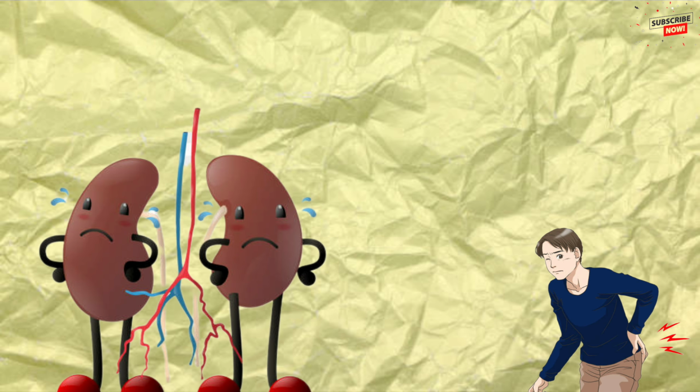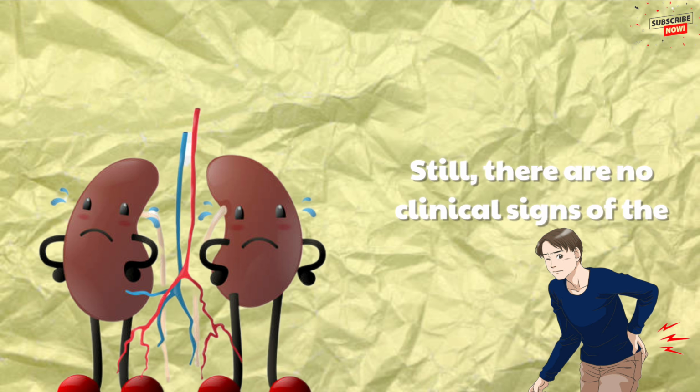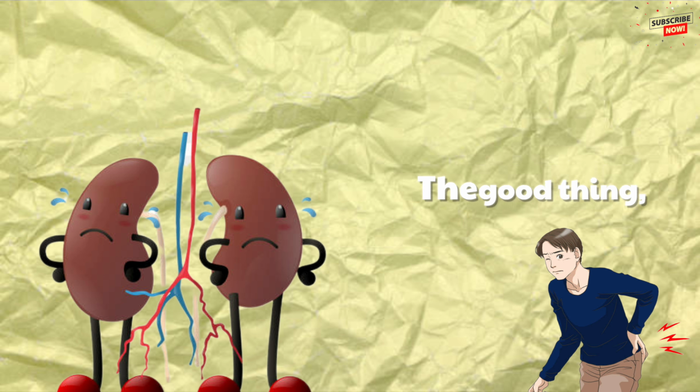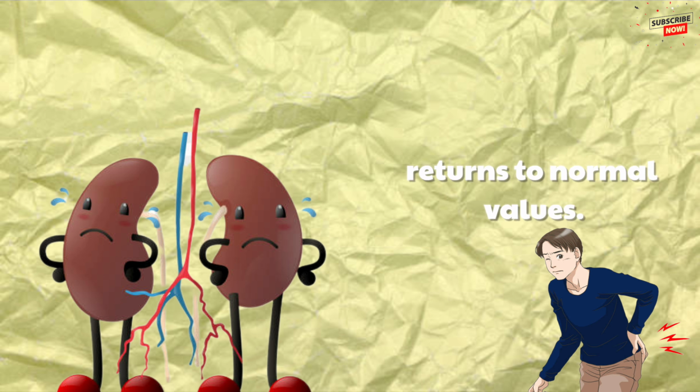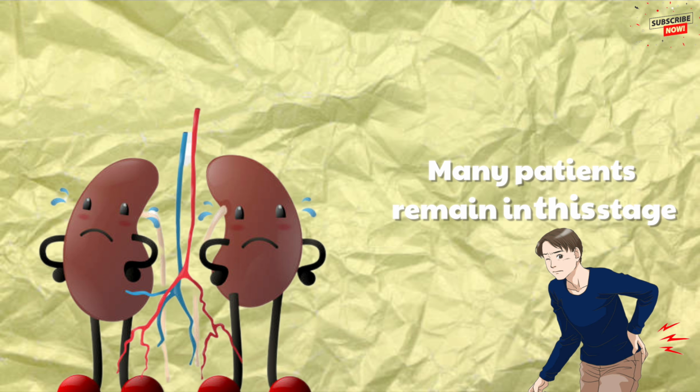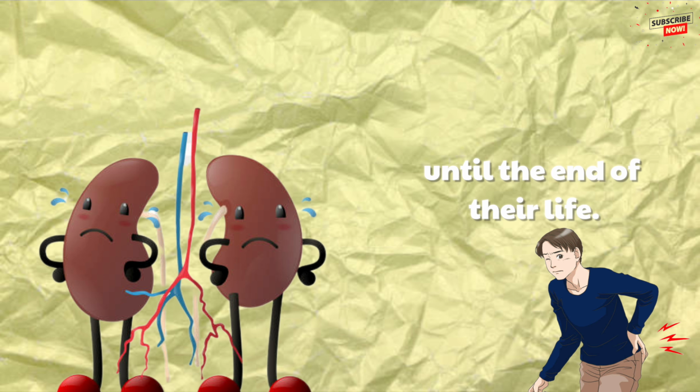Stage 2. Normoalbuminuria. It is also known as the silent stage or the quiet stage. This stage starts approximately 2 years after the start of diabetic nephropathy, and it is characterized by kidney damage with basement membrane thickening and mesangial proliferation. Still, there are no clinical signs of the disease at this stage. The good thing, glomerular filtration rate returns to normal values. Many patients remain in this stage until the end of their life.